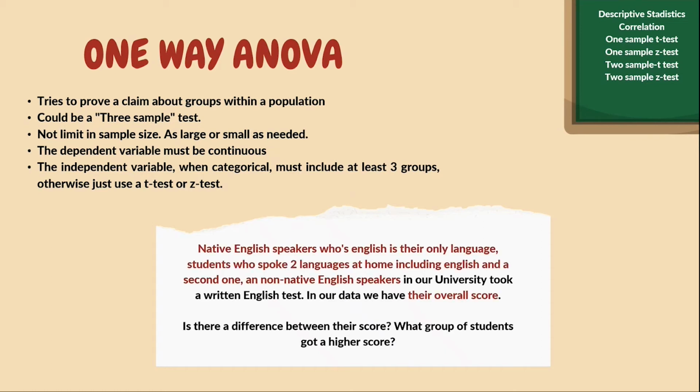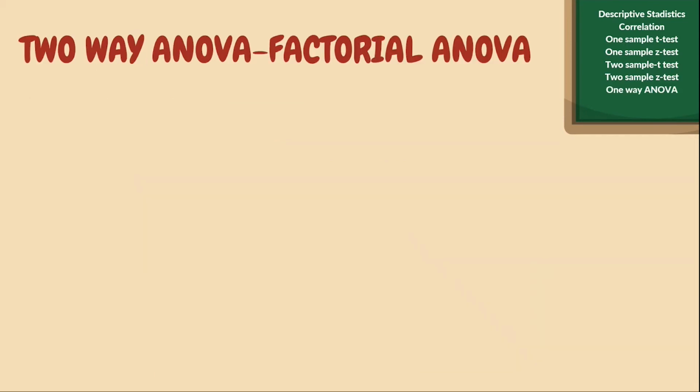Here, the first variable, the type of student, a categorical variable, has more than 2 groups. It has 3. Now we are classifying between the students whose first language is only English, whose first language is only English and another language, and whose first language is not English. 3 groups. And our second variable is a continuous variable, the score. What score they got in the test. That's one-way ANOVA.